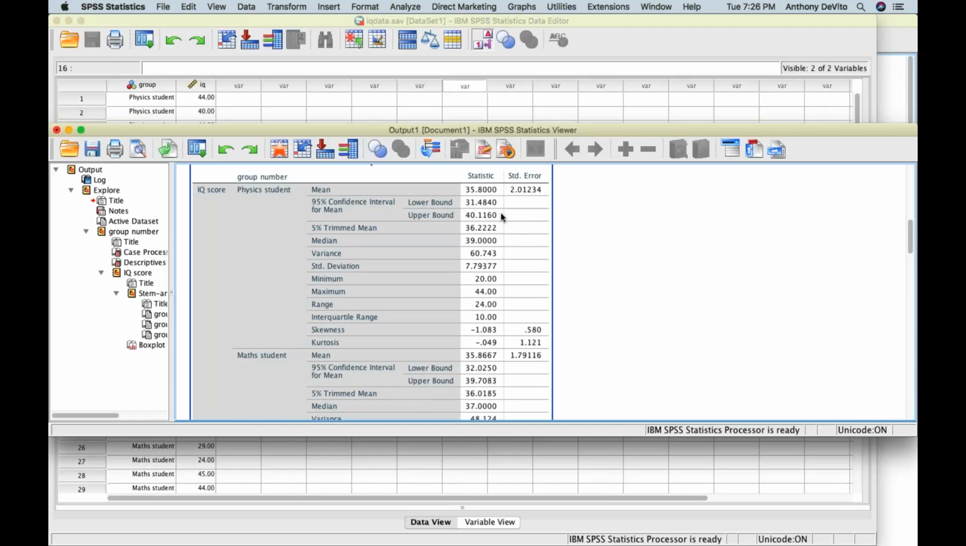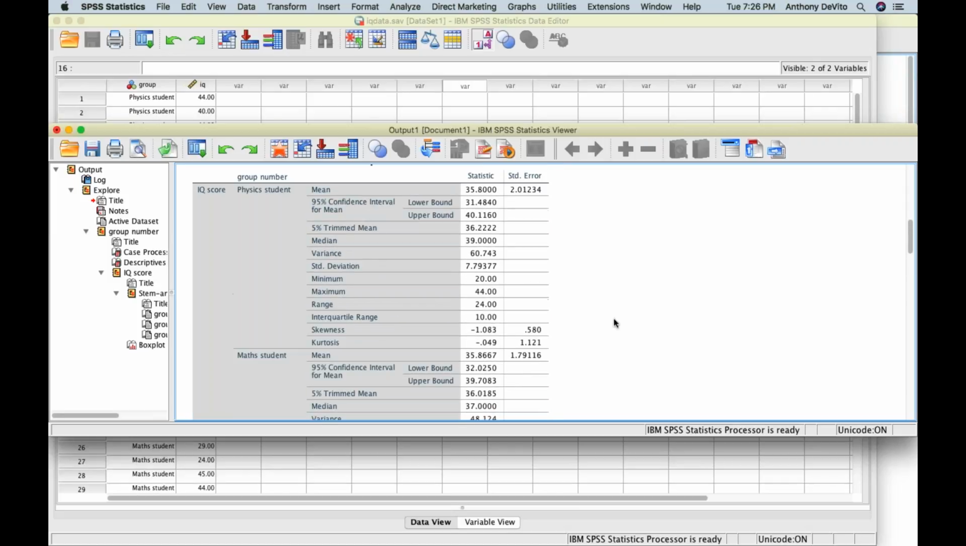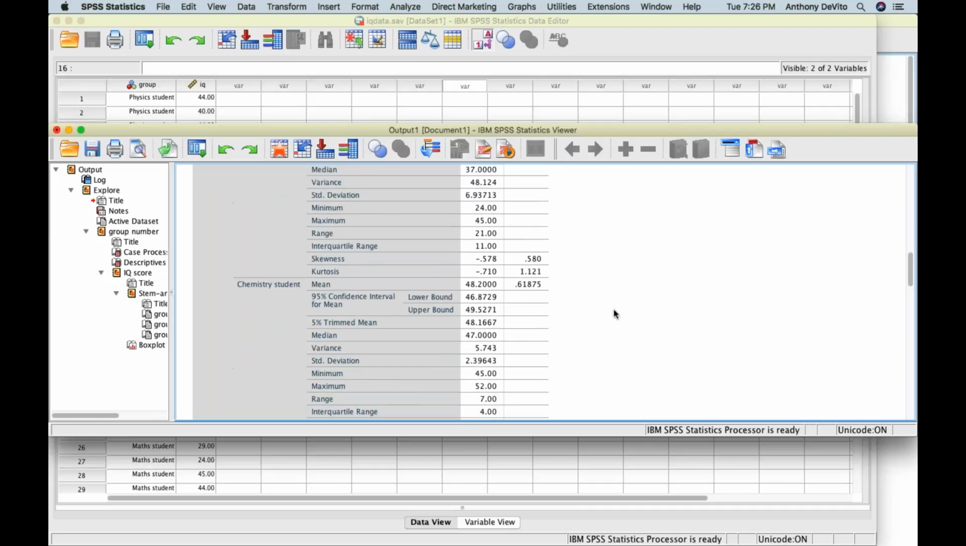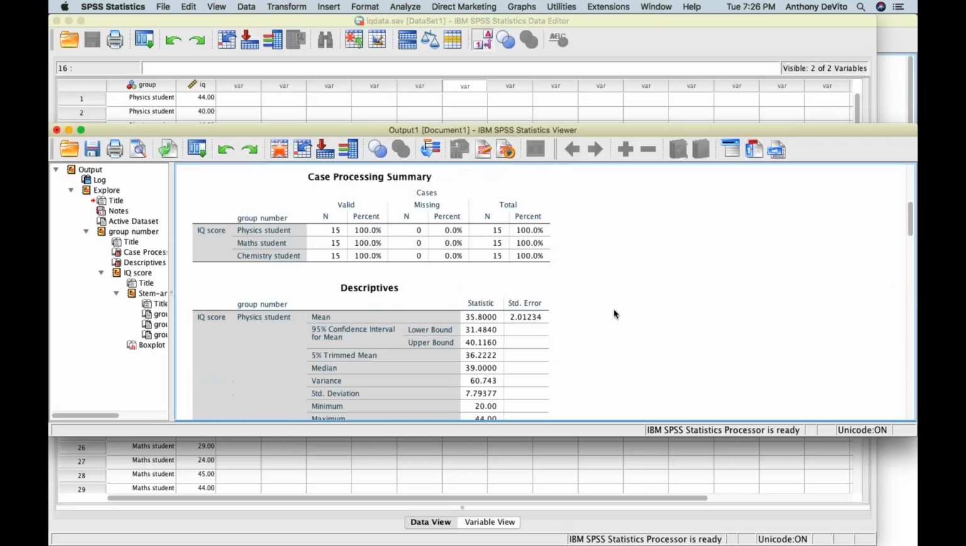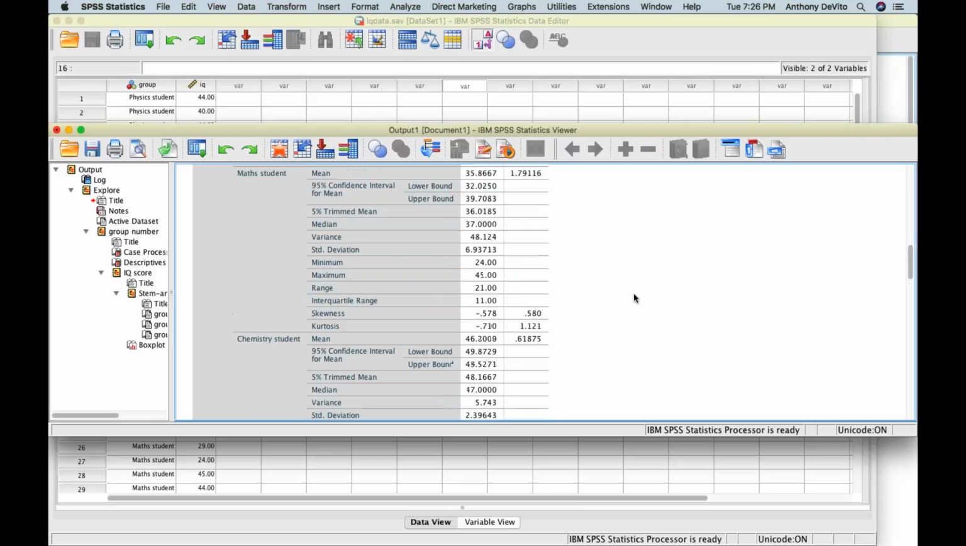Okay, here's the means: 35.8, 35.88, and 48.2. I made the chemistry students smarter because I was a chemistry student. So what the hell?